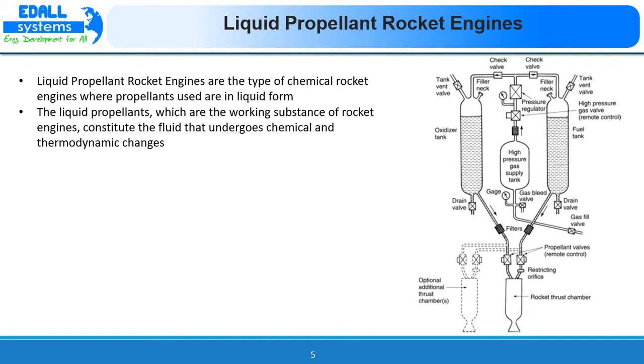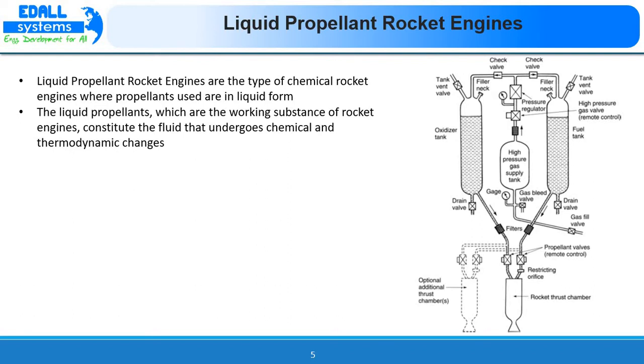As discussed in the previous video about fundamentals of rocket engines, we have seen what solid propellant rocket engines and liquid propellant rocket engines are. Liquid propellant rocket engines are the type of chemical rocket engines where the propellants used are in liquid form. So the main fuel and oxidizer used for such rocket engines are present in liquid form. The liquid propellants, which are the working substances of rocket engines, constitute the fluid that undergoes chemical and thermodynamic changes. This fuel and oxidizer are then mixed together in the thrust chamber and ignition is given such that combustion happens, and then the exhaust gases are expanded in the supersonic nozzle.